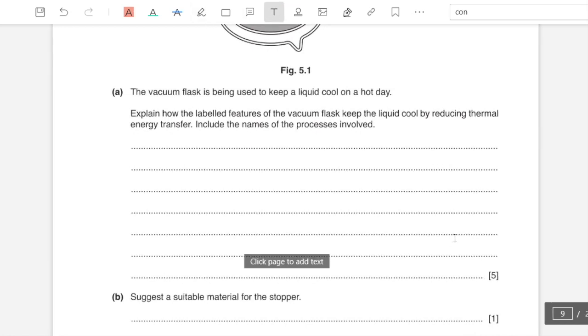Okay, so this is going to be a long answer since we have 5 marks over here which need 5 points of answers. So we have silver surface first.